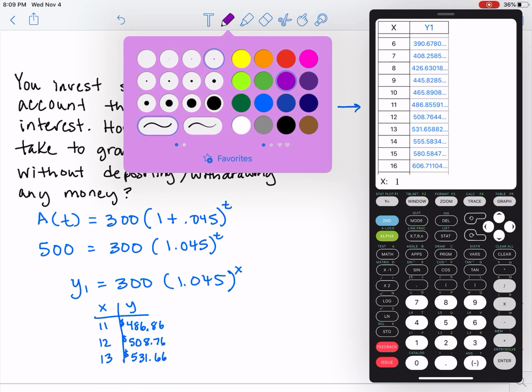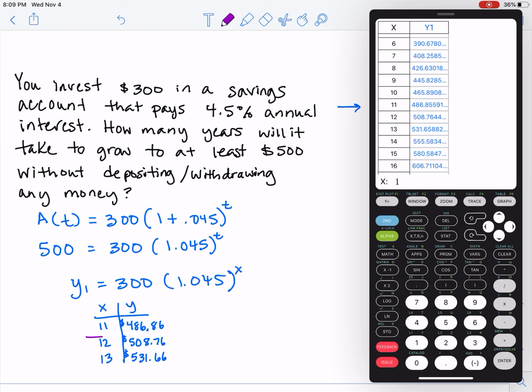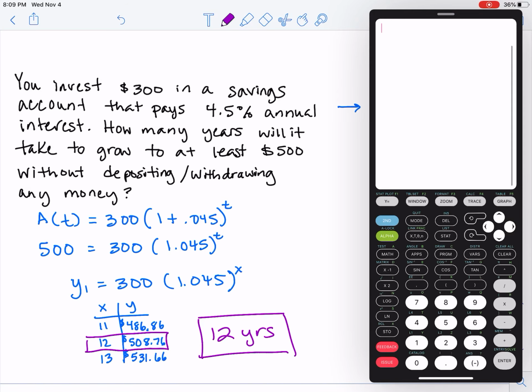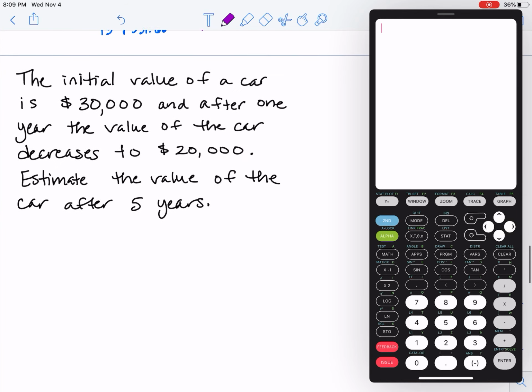So the question is, when will I have at least $500? Well, I'm going to have at least $500 at year 12. So it's going to take me 12 years, and that's going to be my solution to this problem, okay, using that table of values. All right? All right, one last problem here.